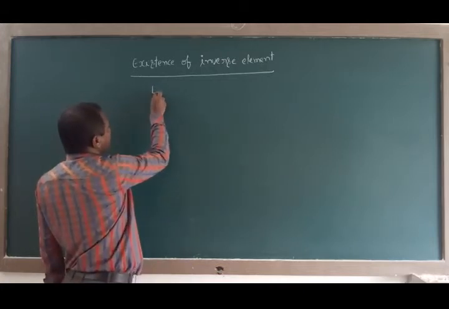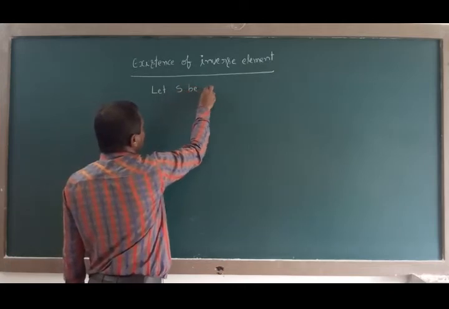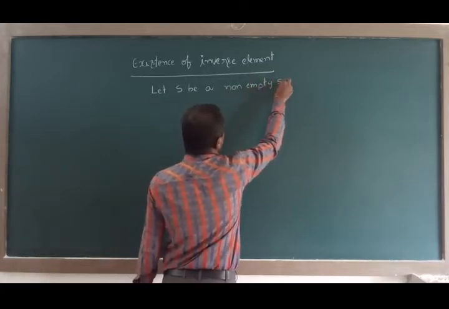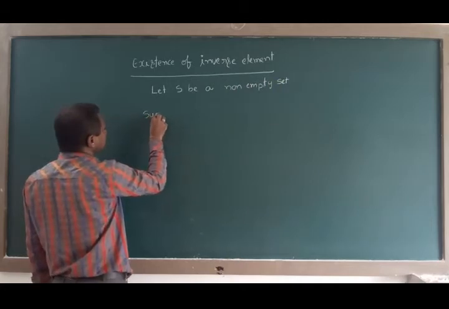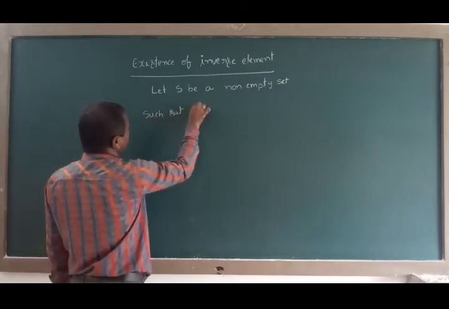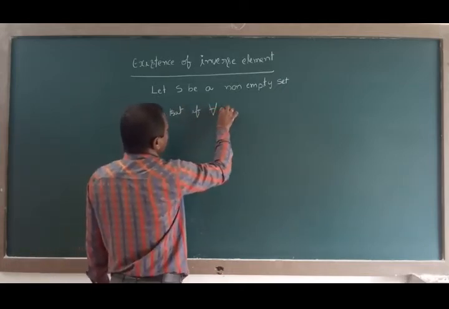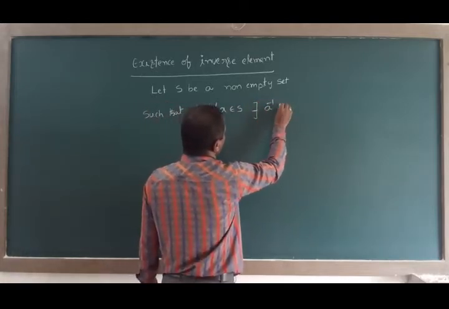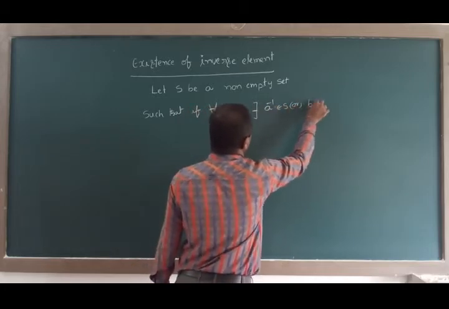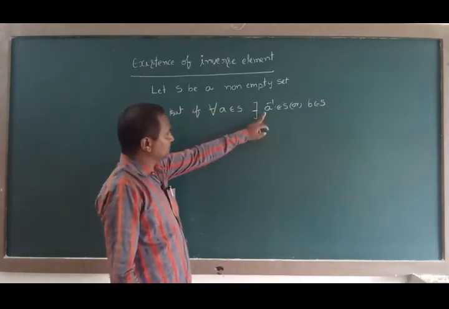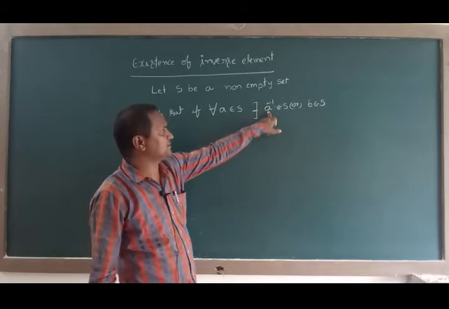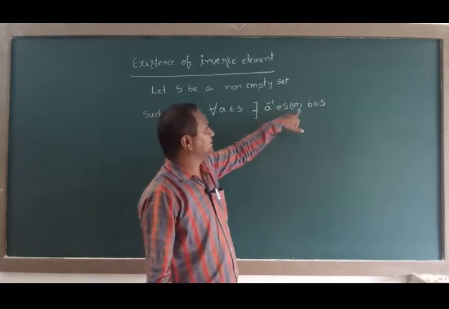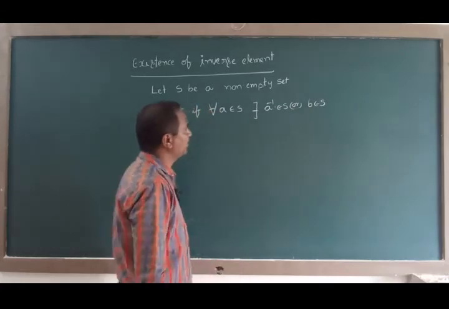Let S be a non-empty set such that, if for all A belongs to capital S, then there exists A inverse, or A inverse belongs to capital S, or we can write this as B belongs to capital S. Instead of inverse element, you consider it with the letter A inverse, that is A power minus 1, we are calling it A inverse, or in some textbooks, instead of A inverse, they are going to take small letter B also. B belongs to capital S.